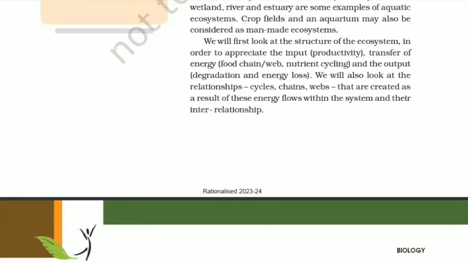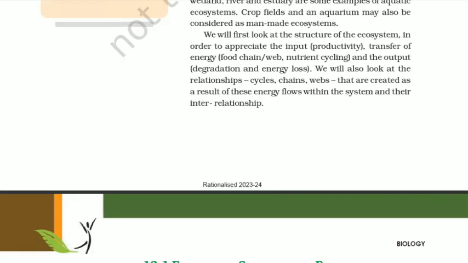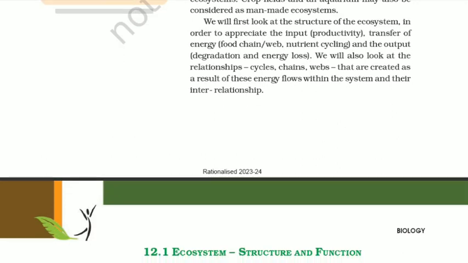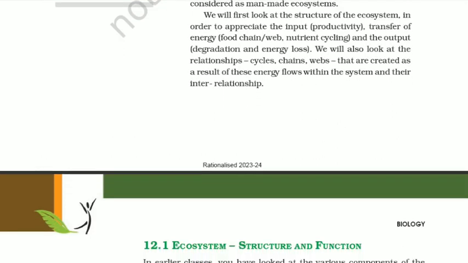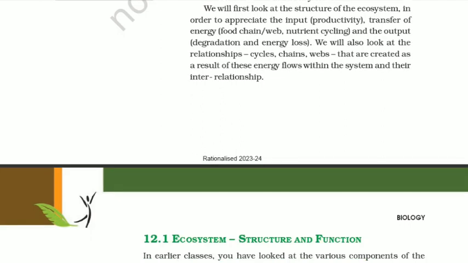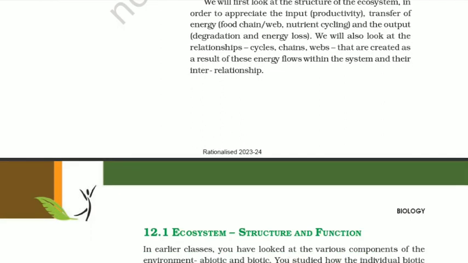We will first look at the structure of ecosystem in order to appreciate the input, that is productivity, transfer of energy, that is food chain, web, nutrient cycling, and the output, that is degradation and energy loss. We will also look at the relationships, cycles, chains, webs that are created as a result of this energy flow within the system and their interrelationship.